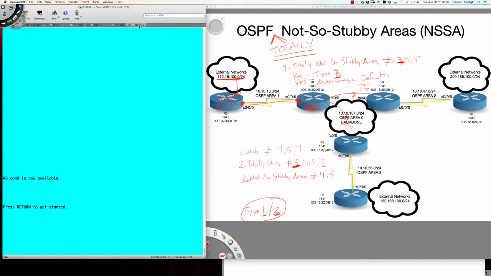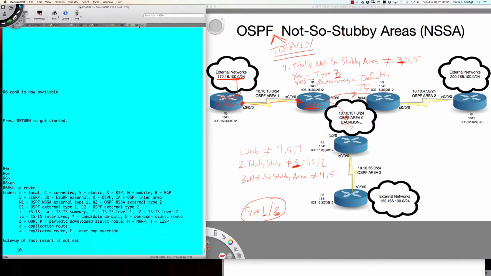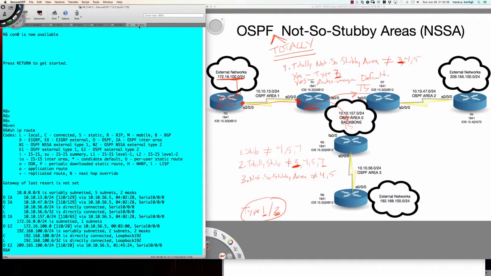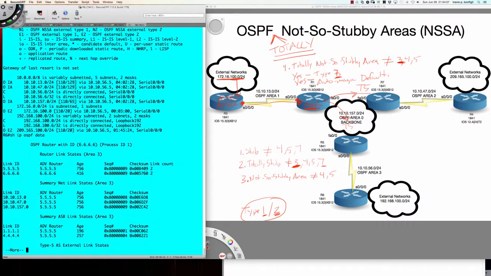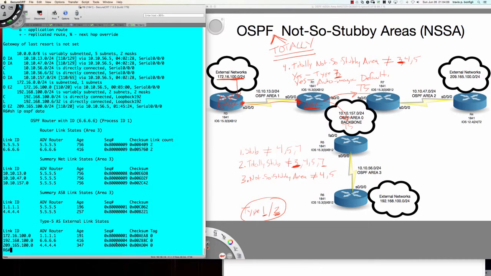We'll jump onto router 6 here, and we'll say show IP route. We'll confirm that router 6 sees it as a type 5. It does, right? And the database, show IP OSPF database. How does it see that? It sees it as a type 5, right? So that's why it shows up as an OE2.